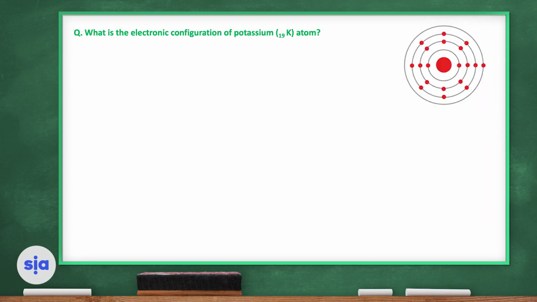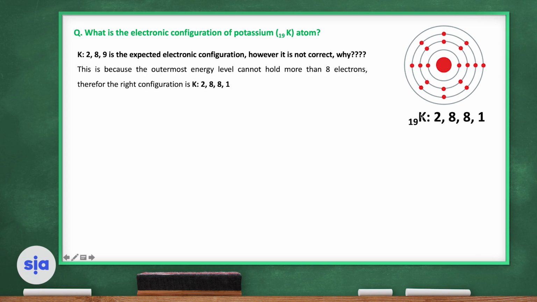Can you predict the electronic configuration of potassium K19 atom? Potassium contains 19 protons in the nucleus and 19 electrons, configured as follows: 2 electrons in the K, 8 electrons in the L, 8 electrons in the M, and only 1 electron in the N energy level.